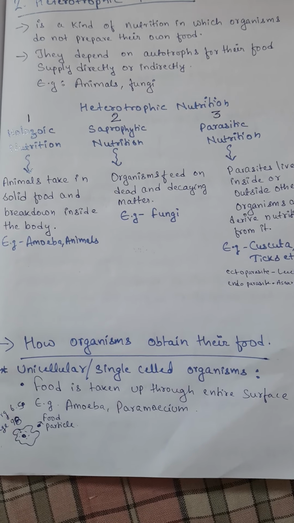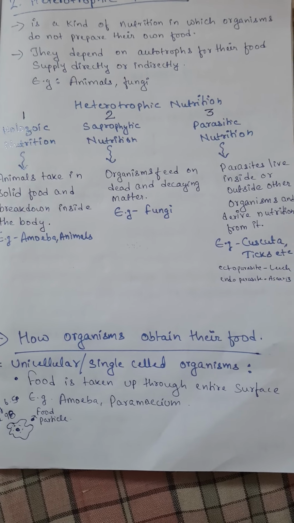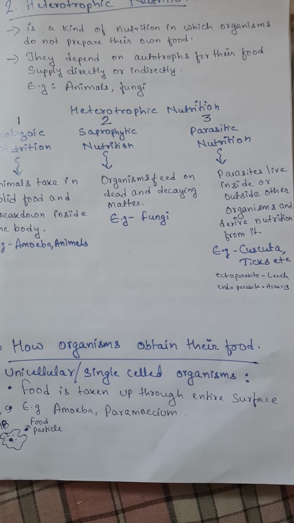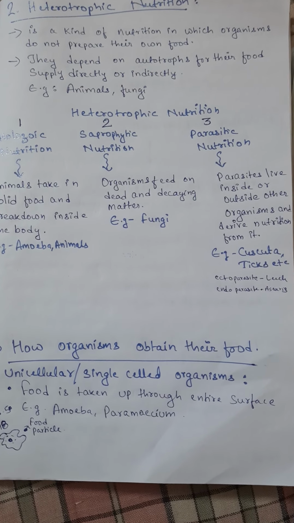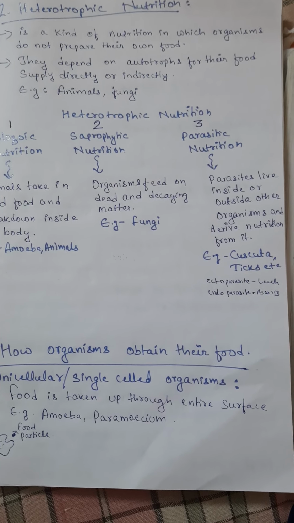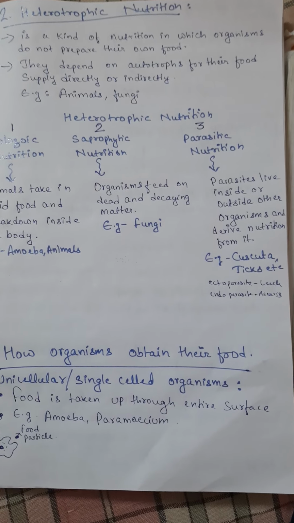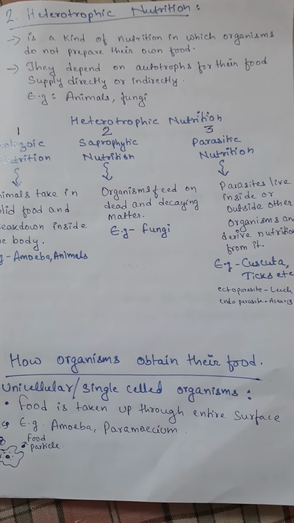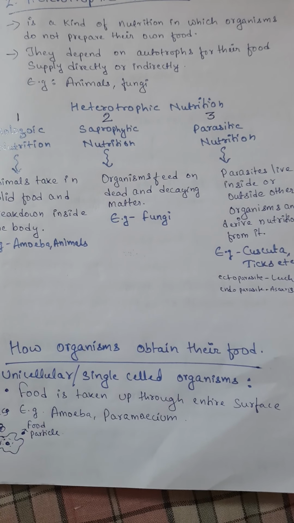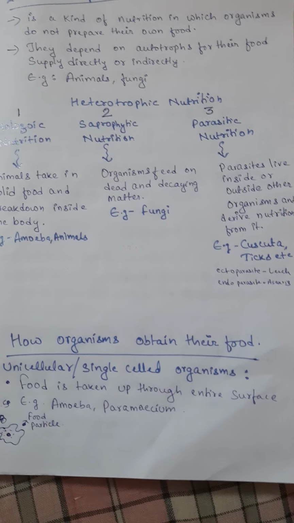So you can differentiate autotrophic nutrition and heterotrophic nutrition in this way. In the autotrophic mode of nutrition, the organisms prepare their food by themselves, whereas in the heterotrophic mode of nutrition, the organisms totally depend on other organisms for their food. Now, heterotrophic nutrition, we can find it of three types.